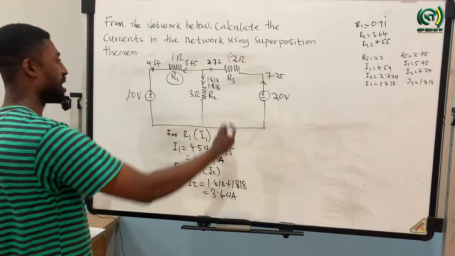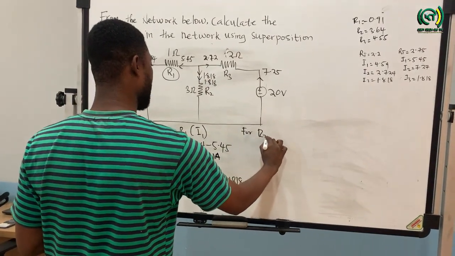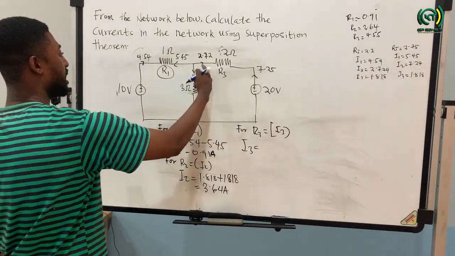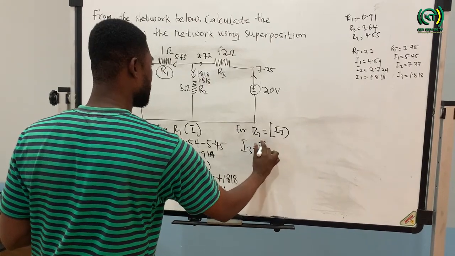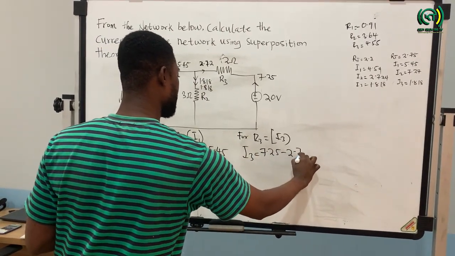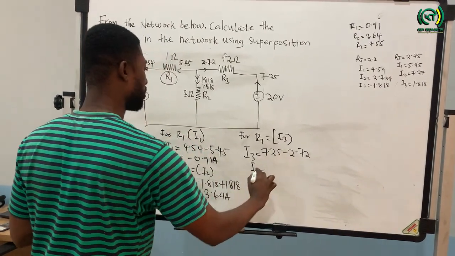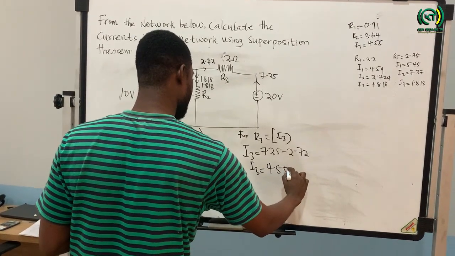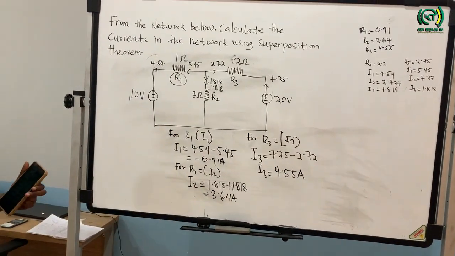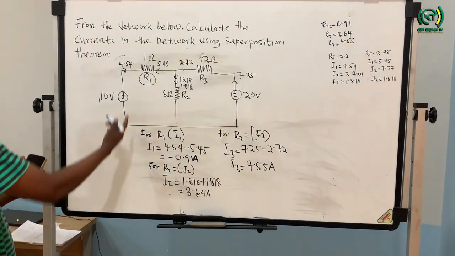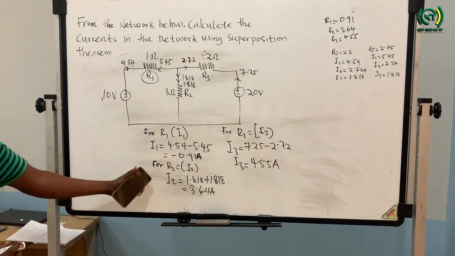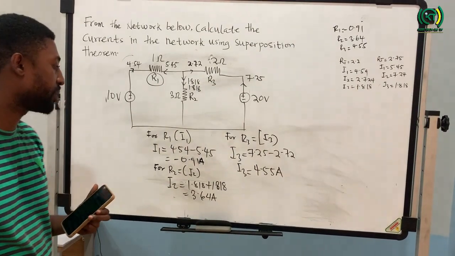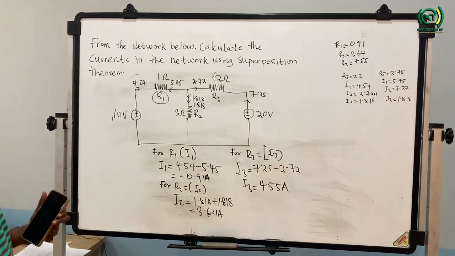Then lastly, the current flowing through resistor R3. So for R3, let's call it I3. So I3 will be equal to, let's also consider the direction again, 7.25 minus 2.72, and I3 is going to give a current of 4.55 amps. So after using the superposition theorem to simplify this circuit, we had the current flowing through resistor R1 as negative 0.91 amp, for resistor R2 we had 3.64 amps, and I3, the current flowing through resistor R3, we had 4.55 amps. So let's move on to question number 2.